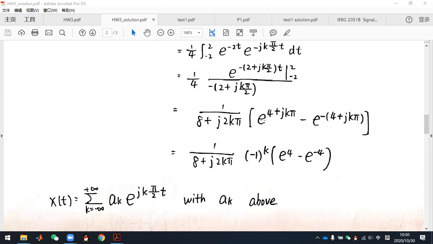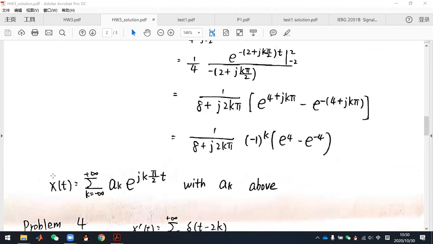We can see that here it contains a term exponential jk pi, and here it contains another term exponential minus jk pi. We know that the two terms are both equal to minus 1 to the power of k. So we put this term at the front, and then in the bracket, the exponential 4 minus exponential minus 4 is left. So this is the result. We can further write the expression of the Fourier series.